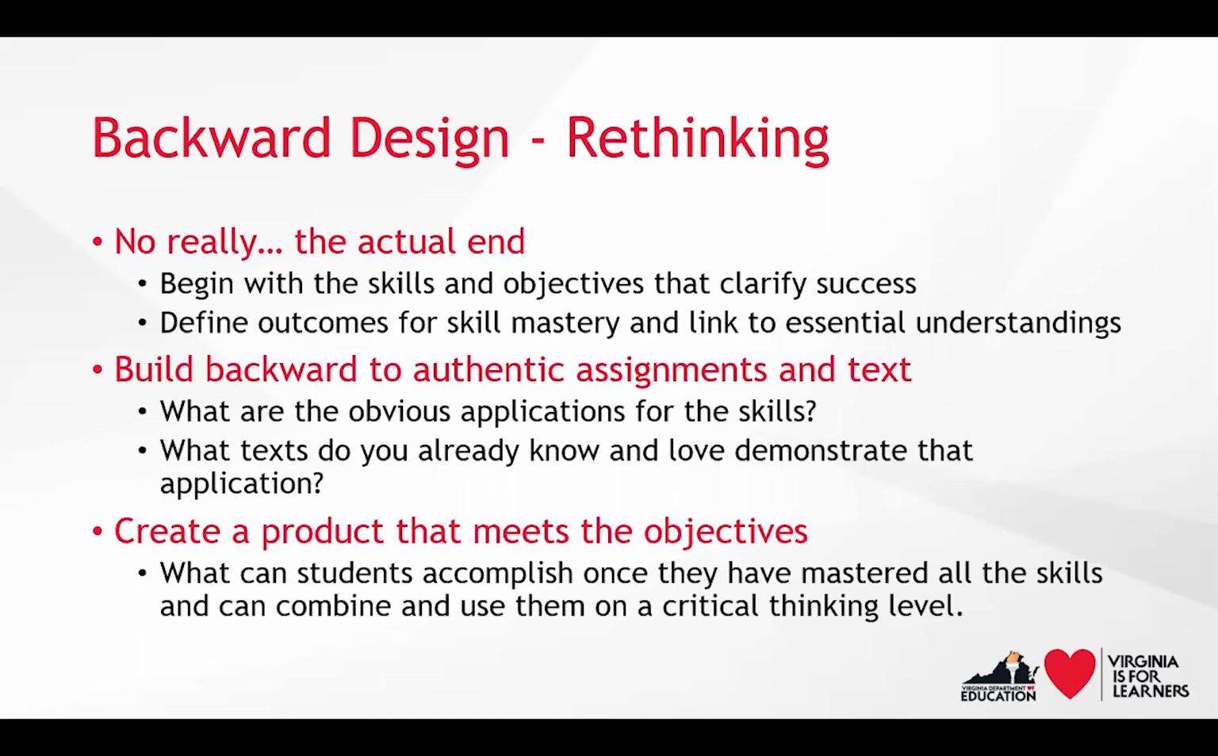So you're going to have a little notepad of paper, and I want my students to be able to write an email. I want my students to be able to compare two insurance policies or two texts. And then you will define outcomes for skill mastery and link those to the essential understandings from the curriculum framework that you know and should be using well from the VDOE website. From those specific skills, you will build backward to your authentic assignment and then to the text.